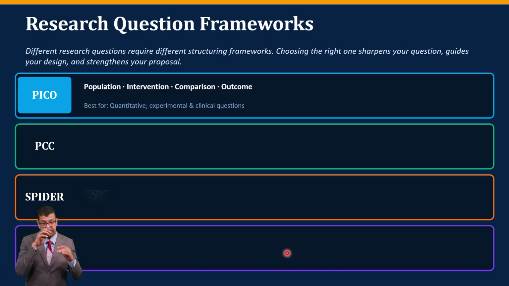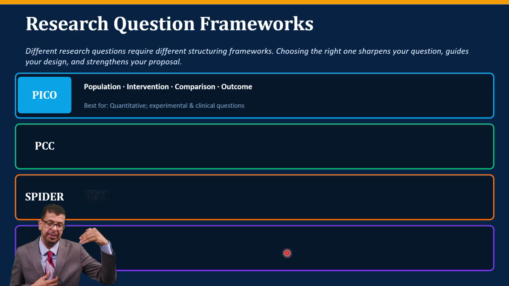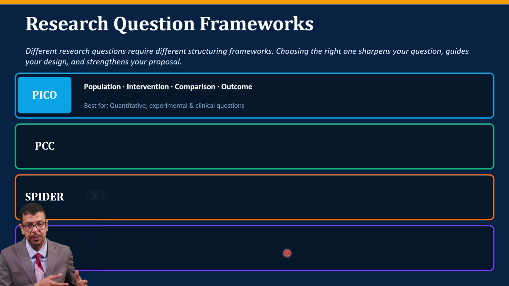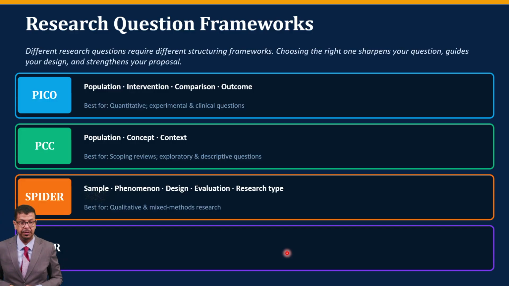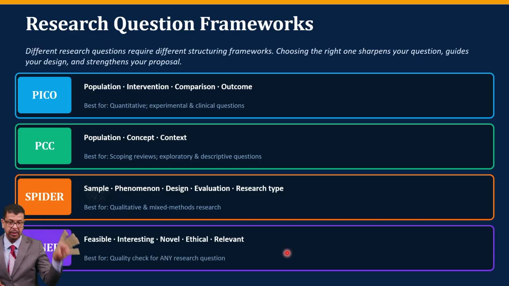When we think about the research question, please remind yourself of the frameworks that we discussed earlier in this video related to the title. Either you can use the PICO framework for intervention, comparison, outcomes, either quantitative or experimental; the PCC framework for exploratory descriptive questions or scoping reviews; SPIDER for mixed method or qualitative, which stands for sample, phenomenon, design, evaluation, and research type. And the final framework, which we use to assess the quality of the research question.